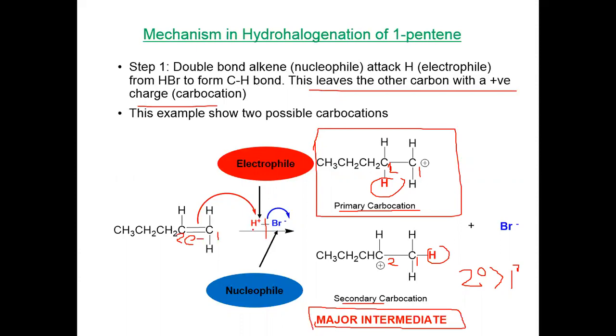Dan satu lagi, kalau tengok hukum Markovnikov tadi, Markovnikov says that hydrogen will go to the carbon with more hydrogen. So hydrogen akan masuk kat sini. Sure enough. So hydrogen akan masuk kat sini. It will make a secondary carbocation which makes it a major intermediate. So betul lah apa Markovnikov cakap.